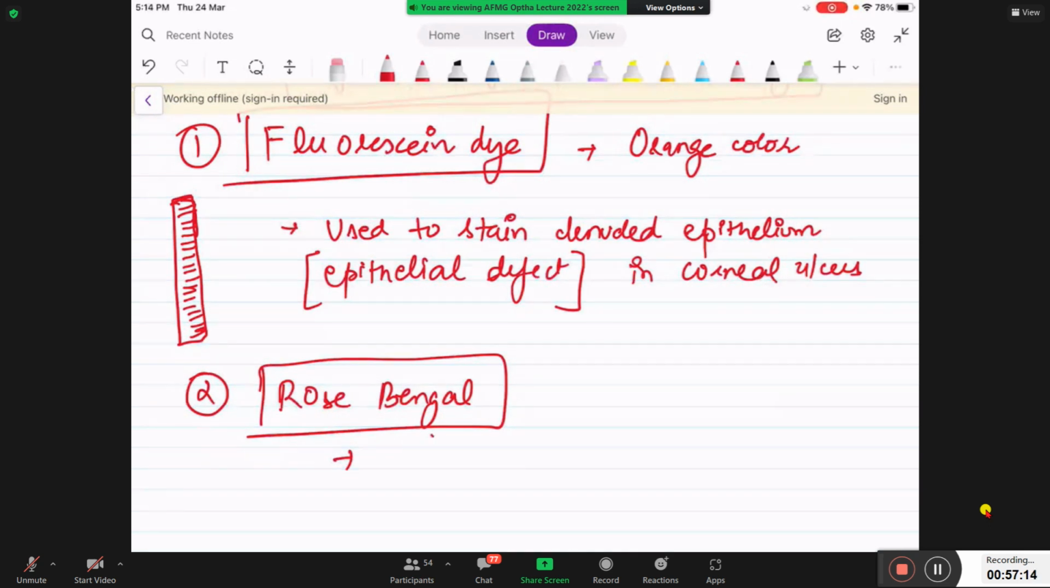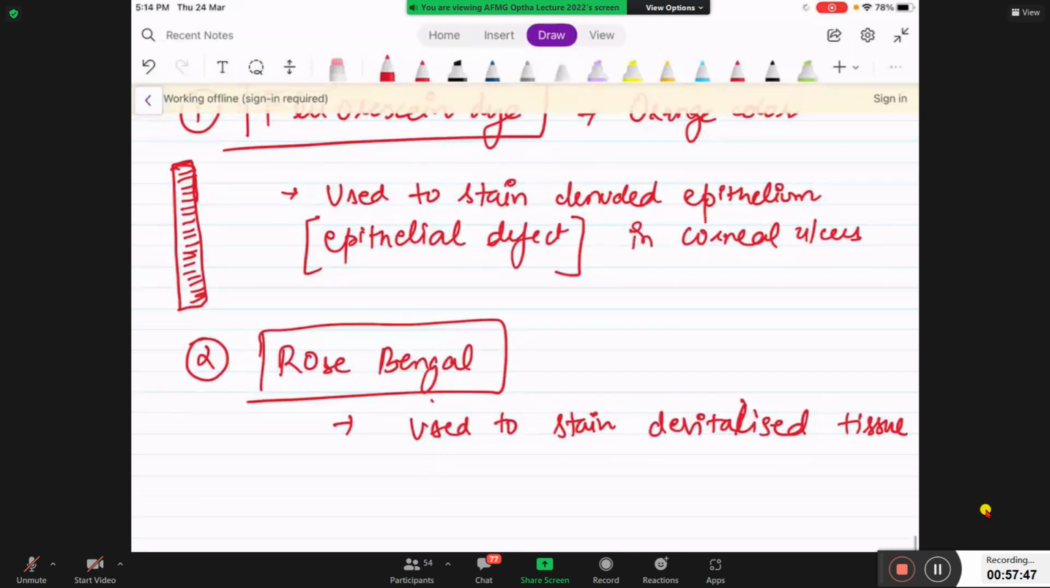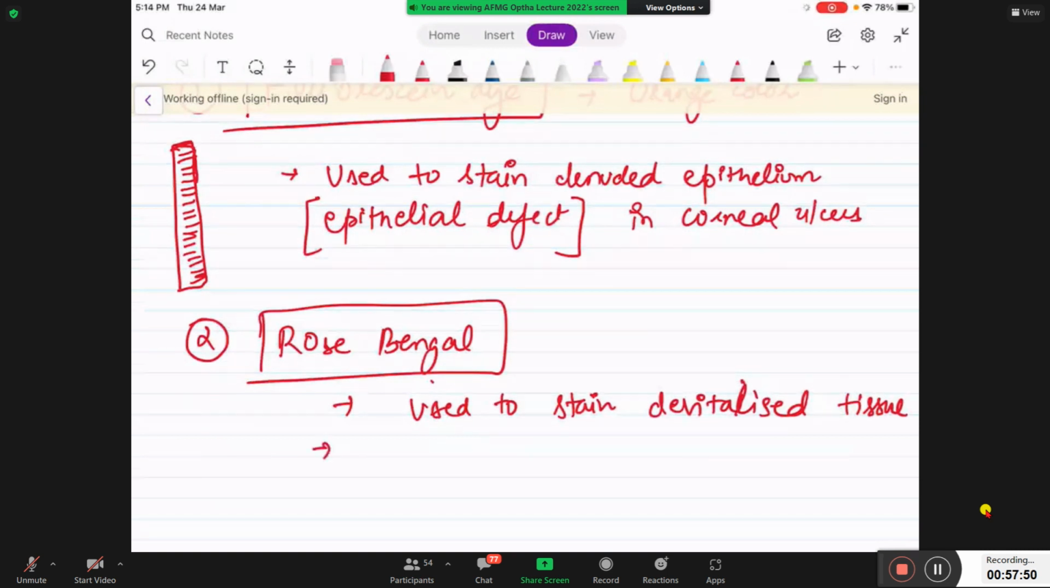Write down about rose Bengal dye. This is used to stain devitalized tissue. So someone had asked, what is denuded epithelium? Denuded epithelium means epithelial defect in the normal epithelium of the cornea. Rose Bengal dye is used to stain devitalized tissues. Again, we use these dyes to stain the cornea in corneal ulcers, right?